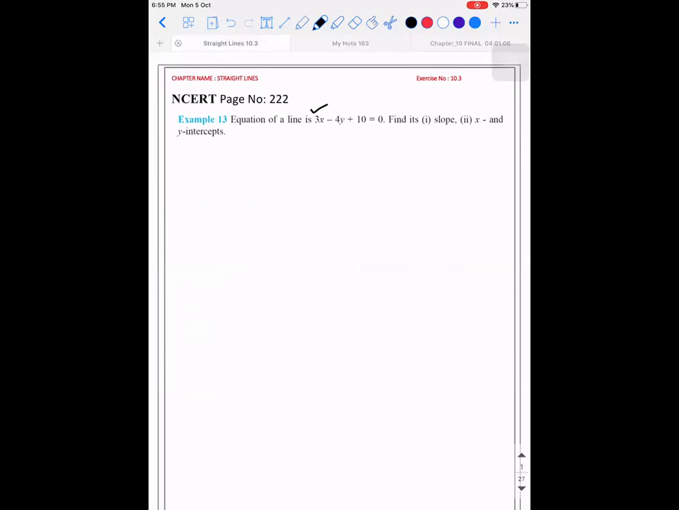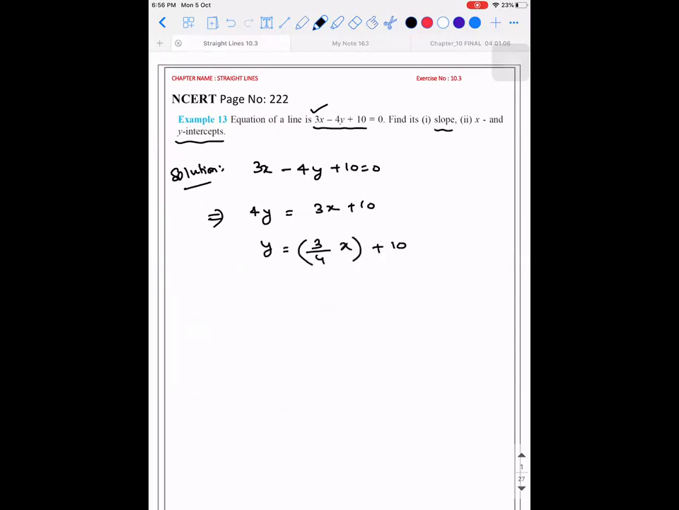Equation of the line 3x minus 4y plus 10 is equal to 0. Find its slope and x and y intercept. So the solution is, for us to find the slope, we will write it in the form y is equal to mx plus c. So 3x minus 4y plus 10 is equal to 0, which implies 4y is equal to 3x plus 10. Then what will be the value of y? Y is equal to 3 by 4 times x plus 10.